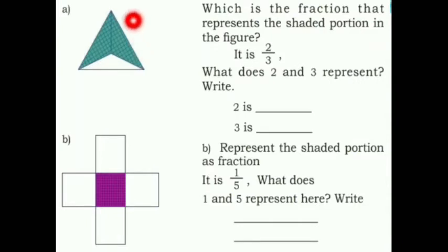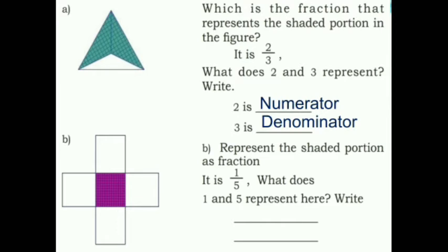Children, see this triangle. This triangle is divided into 3 equal parts. 2 parts are shaded, 1 part is not shaded. Which is the fraction that represents the shaded portion in the figure? It is 2 by 3. What does 2 and 3 represent? 2 is the numerator. 3 is the denominator.